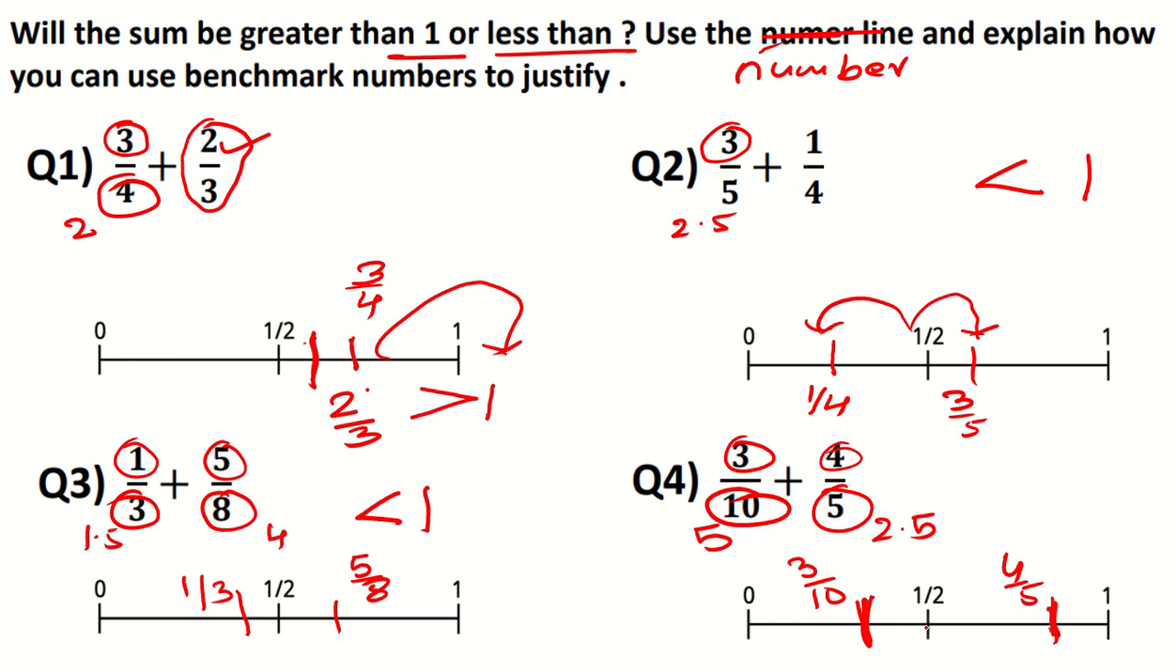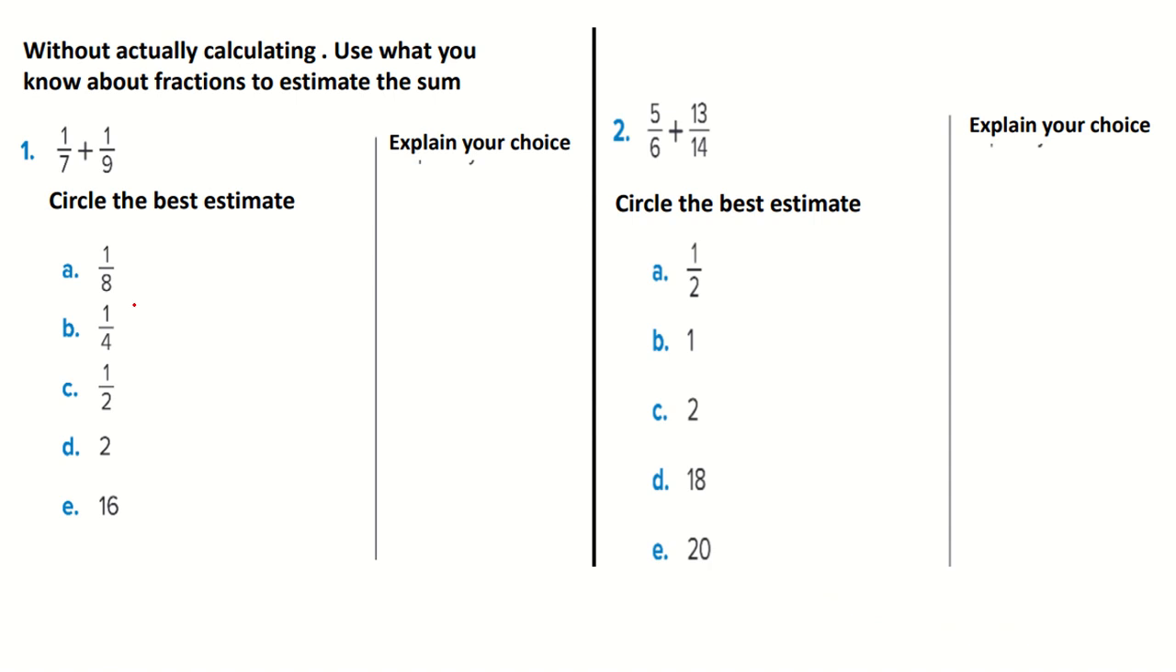So what you will do? If you make them plus this line, okay, then it will go to more than 1. So this answer will be bigger than 1. Okay, students, everything depends on the position with the reference number, benchmark number, that is half. Okay, 1 half. Now, next is, without actually calculating, use what you know about fractions to estimate the sum.